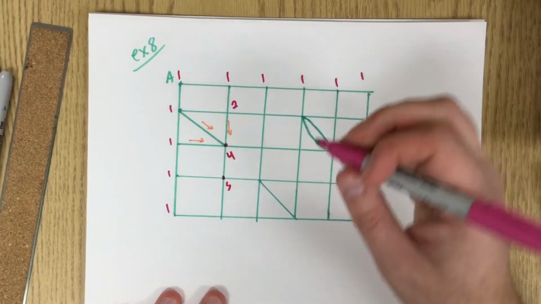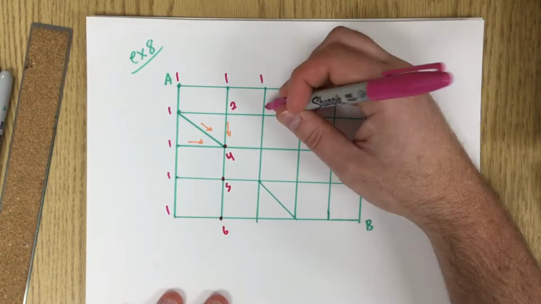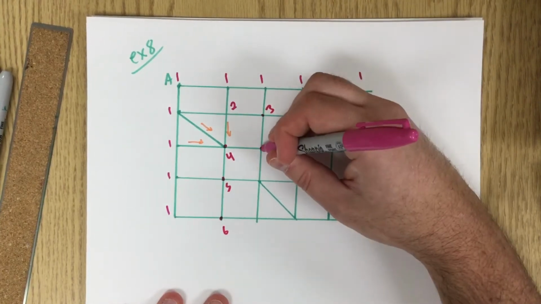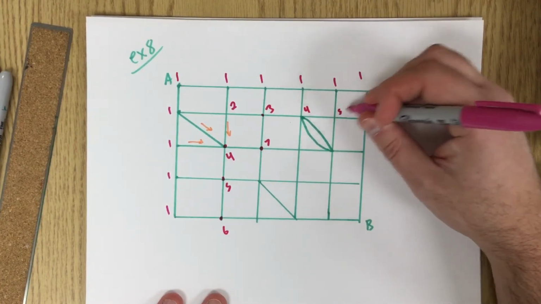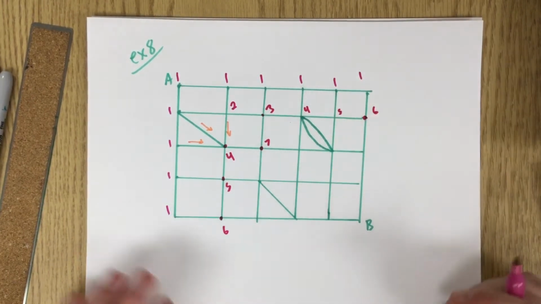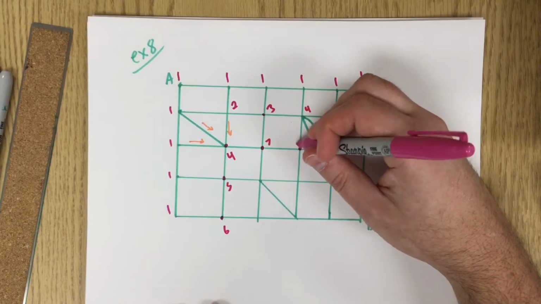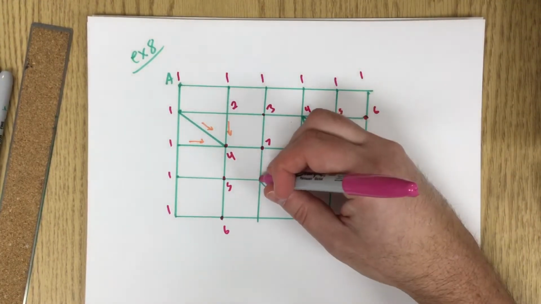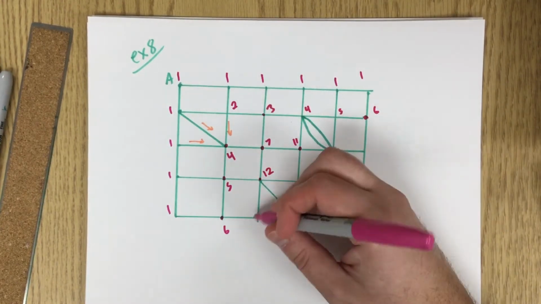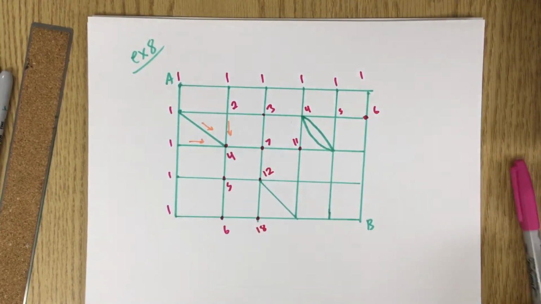So now we can go, that's 5, that's 6, 3, 7, 4 from there, 3 from there. That's 4, 5, 6. This would be 11. 7 from there, 4 from there. And this would be 12. And this one would be 18.